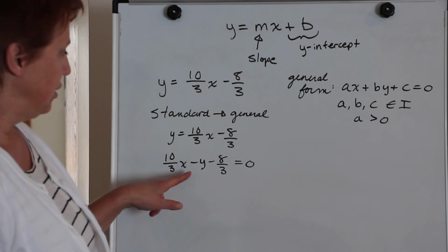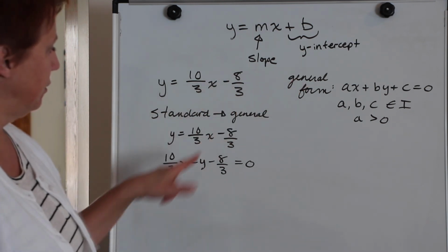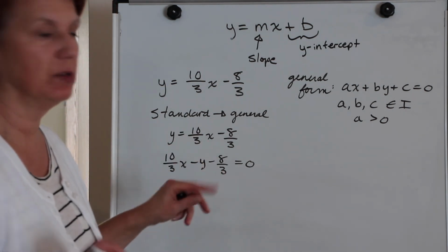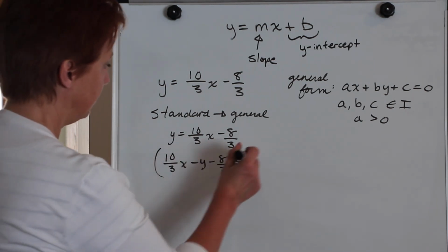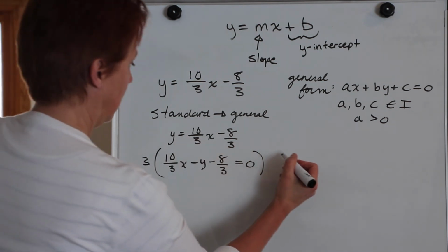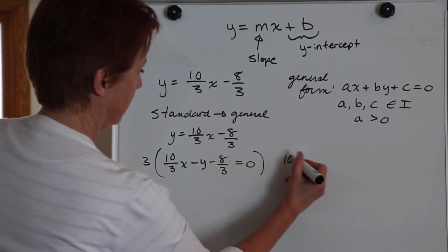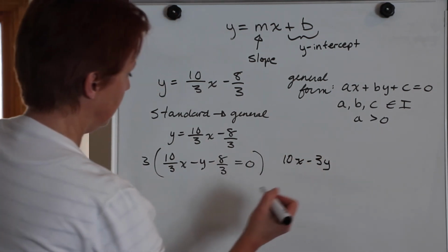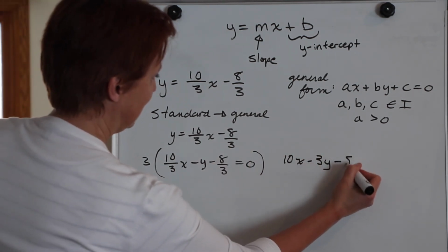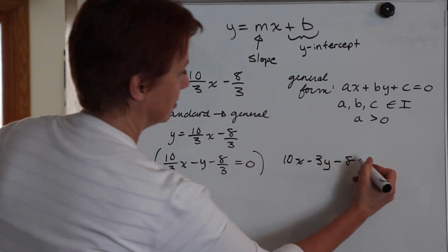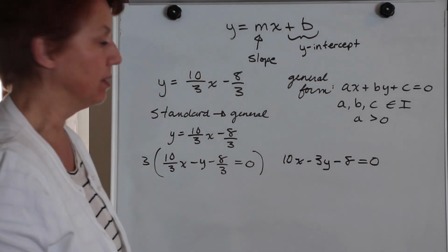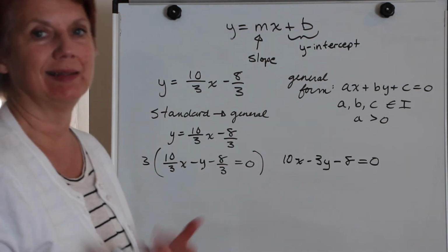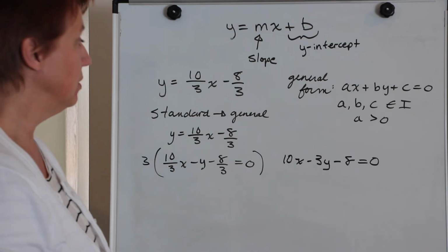Now to finish putting it into this form, we need to get rid of the fractions. So what we're going to do is multiply everything by 3. And we're going to end up with 10x, because these 3's cancel, minus 3y minus 8, because those 3's cancel, and then that's equal to 0. And so there's your general form, which, as I said before, is not a terribly useful form, but it is one that you need to know how to work with.